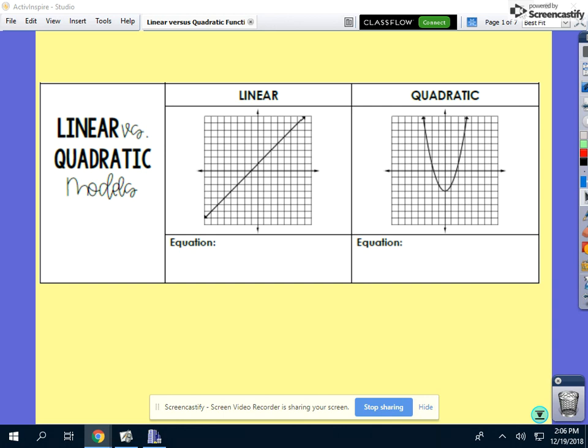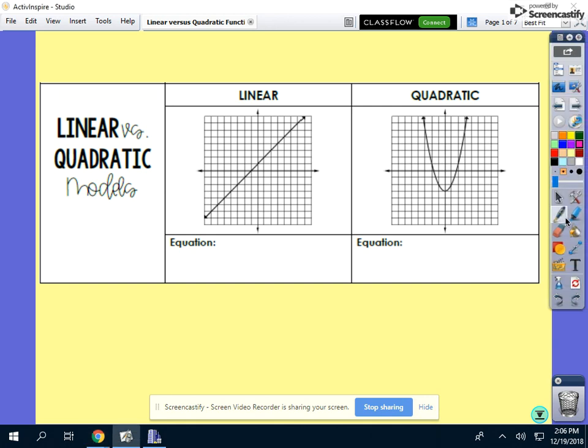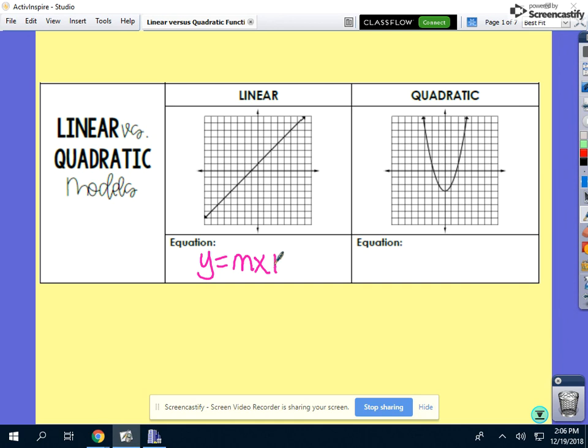A linear function has the equation y equals mx plus b, where a quadratic function has the equation y equals ax squared plus bx plus c. We know it's a linear function because the graph creates a straight line, where a quadratic function is created by a parabola, looking like a U-shape or an upside-down U-shaped curve.